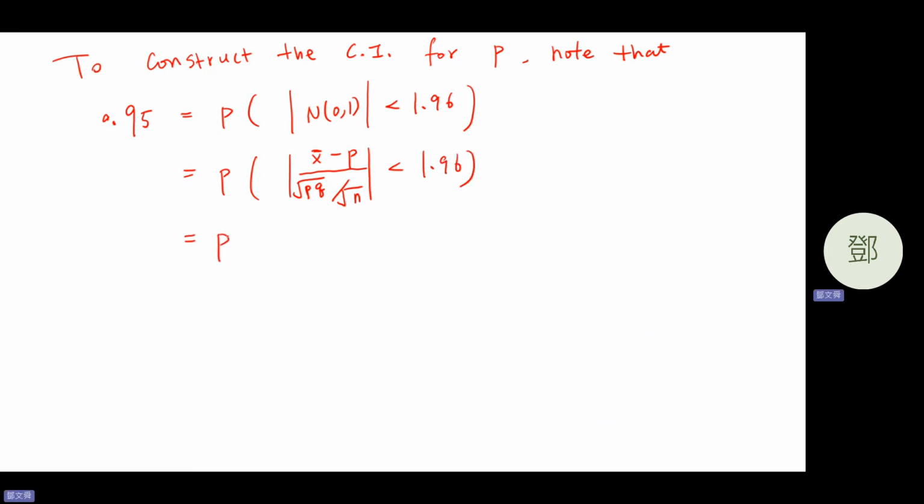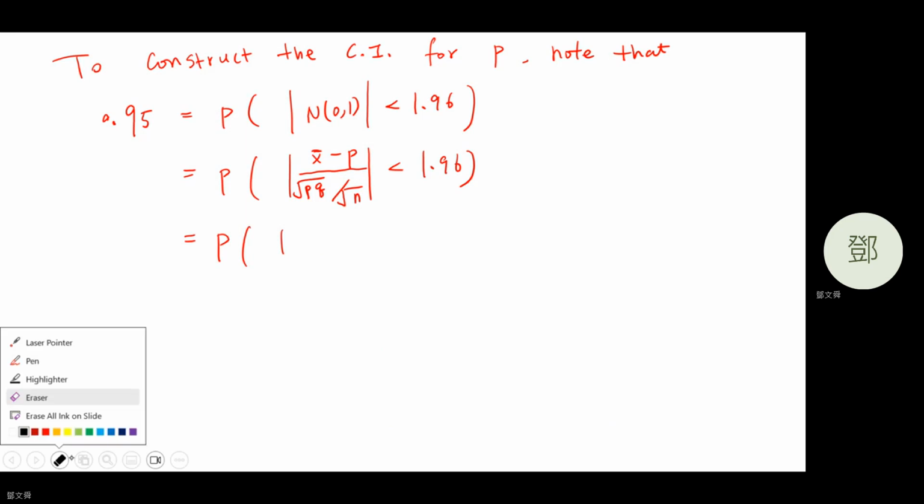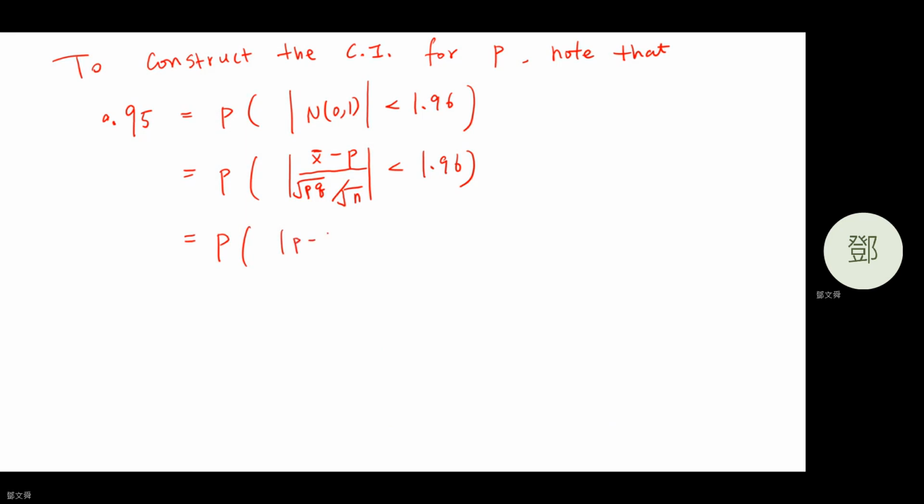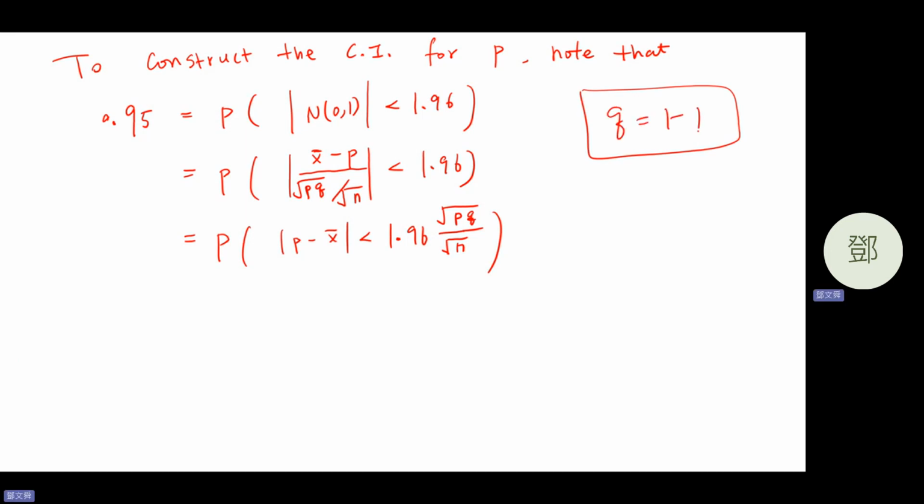Or equivalently, all right? Q is equal to 1 minus P. You see that?